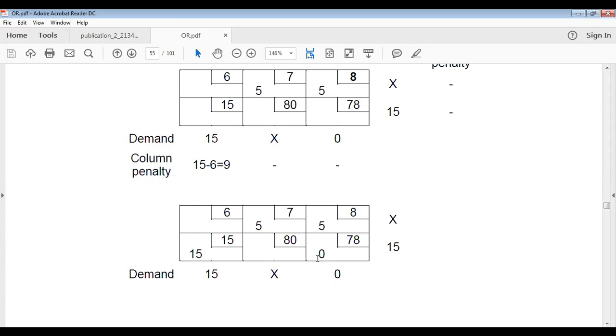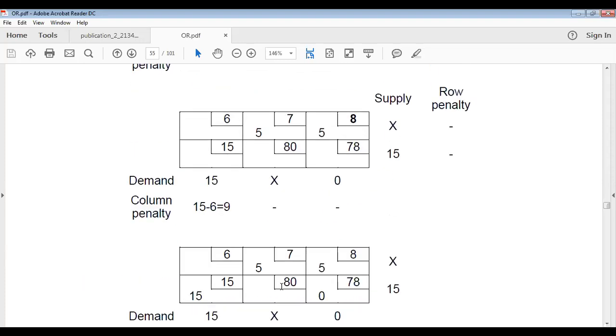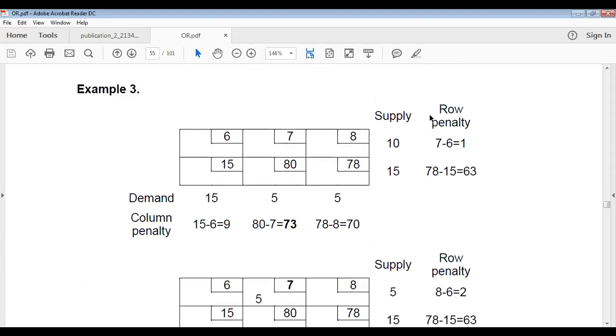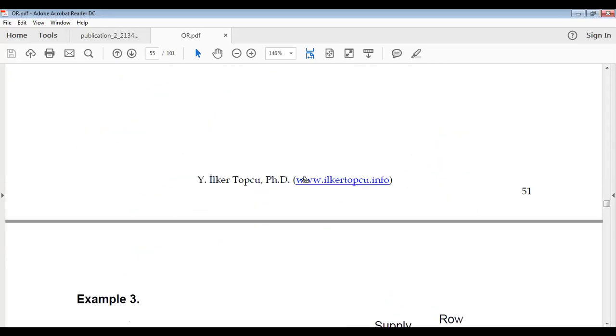Only thing is the 15 and 78 are left. If you add 15 here, if you add 0, 15 is balanced, 15 is balanced. So horizontally, all these things are balanced. Therefore, you can go for the calculation of this particular thing. So this is a penalty method.